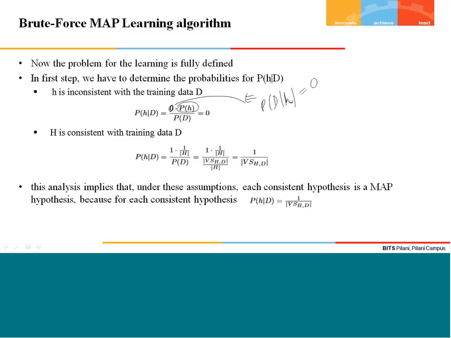So all the inconsistent hypotheses will have 0 probability now, and all the consistent hypotheses in the space may be possible. Just to broaden your mind, try to think about this example. For example, you have these 3 points, and I say just fit a hypothesis to these 3 points from this space.